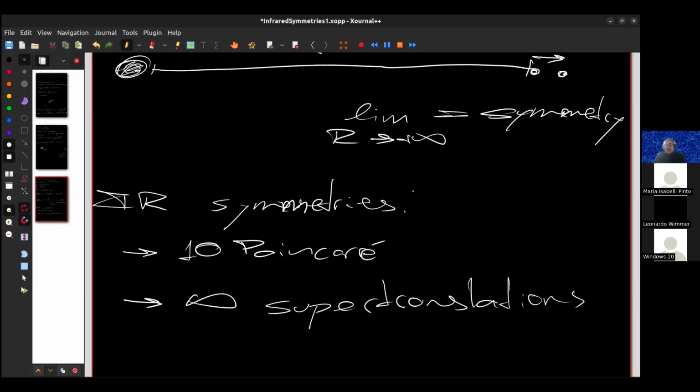So their very unexpected conclusion is that when we go very far away from the source, or even if you consider Minkowski spacetime and you go very far away, in the limit in which you go to infinity, you will have not only the 10 Poincare symmetries that you have in Minkowski spacetime, you actually have infinitely many symmetries, which are composed of both the Poincare symmetries and these new supertranslations.